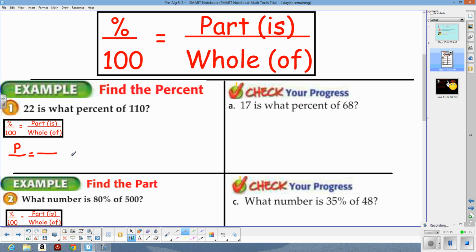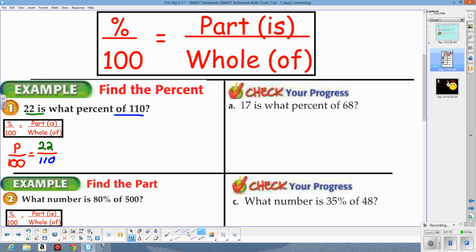The reason why I use a P for the percent is because then I remember in the end to make sure and put a percent sign on my answer. This number right here is always going to be 100. And then it says 22 is what percent of 110? So 22 is the part, and 110 is the whole, because it says of 110.